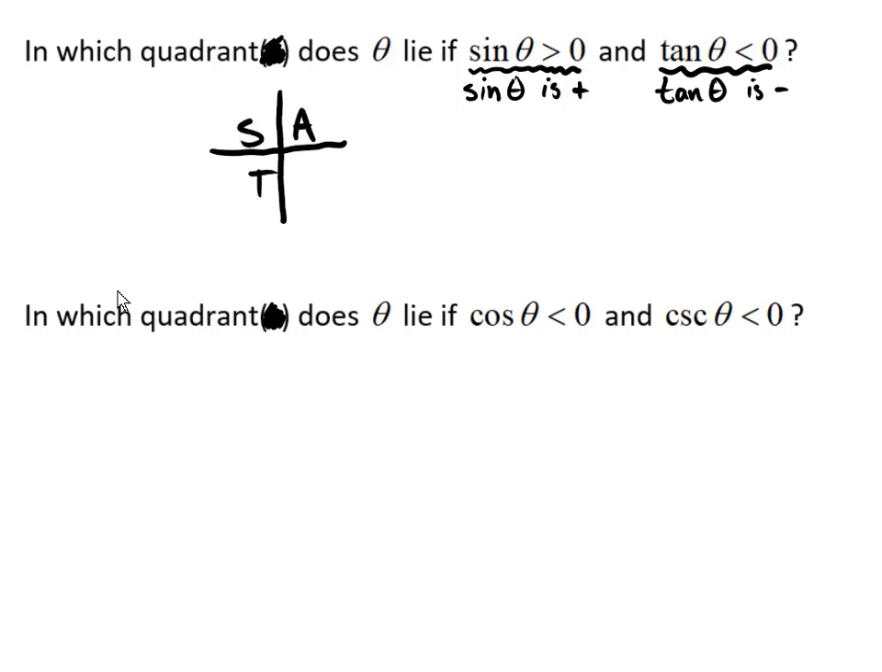So let's figure out in which quadrant both of these things are true. Remember: All Students Take Calculus, and which ones are positive in each. Where is sine positive? All and Students, the top 2, where our y coordinate is positive. Where is tangent negative? Well, tangent is positive here, which means it's negative in these 2. What we're looking for is the quadrant where both are true, the overlap, which is quadrant 2. The answer here: theta must be in quadrant 2.